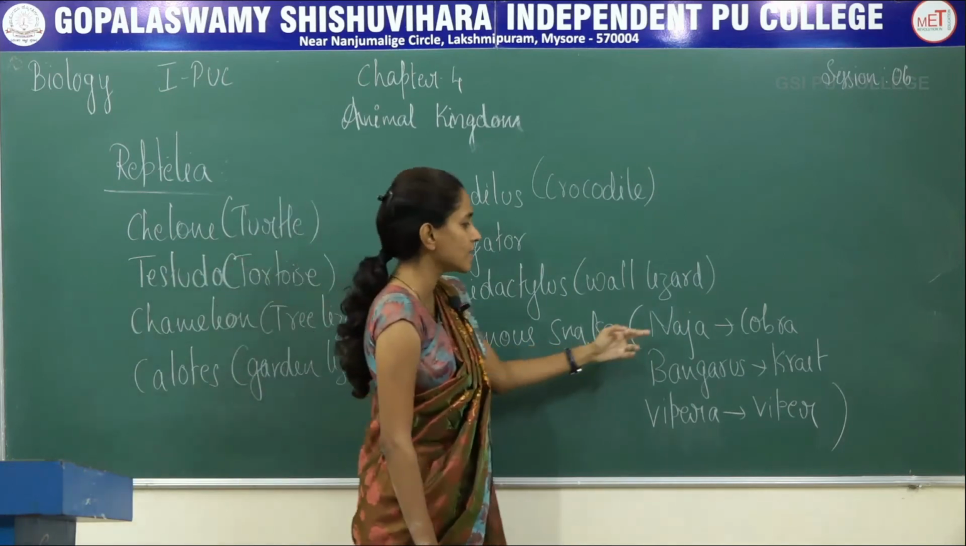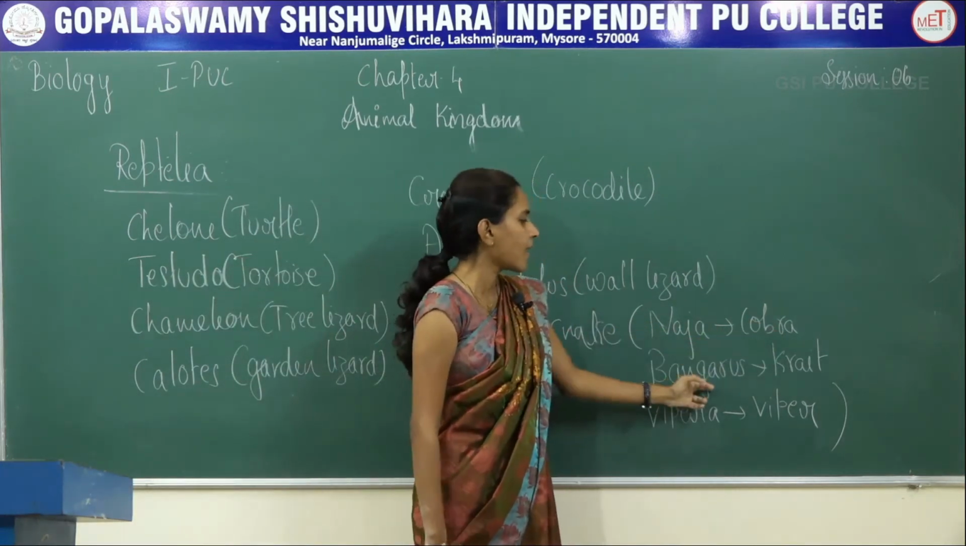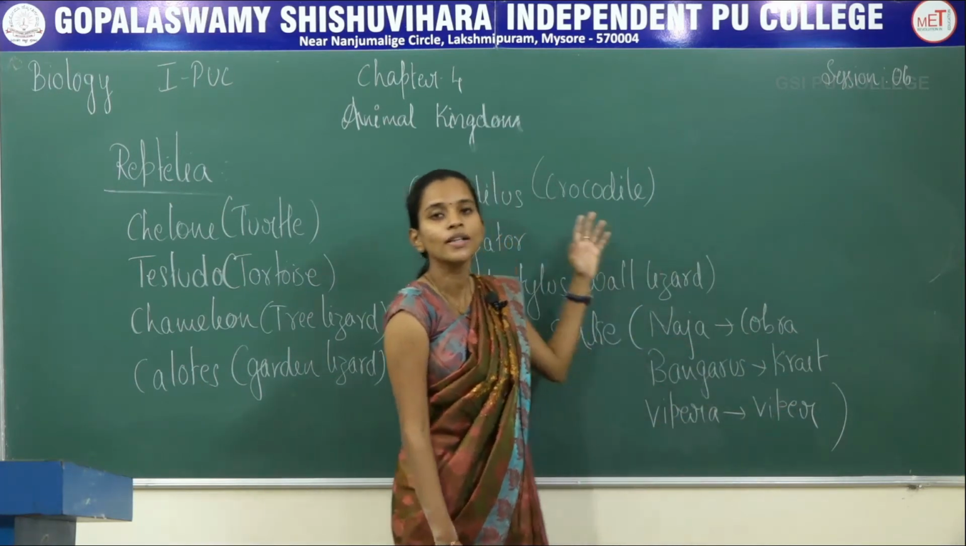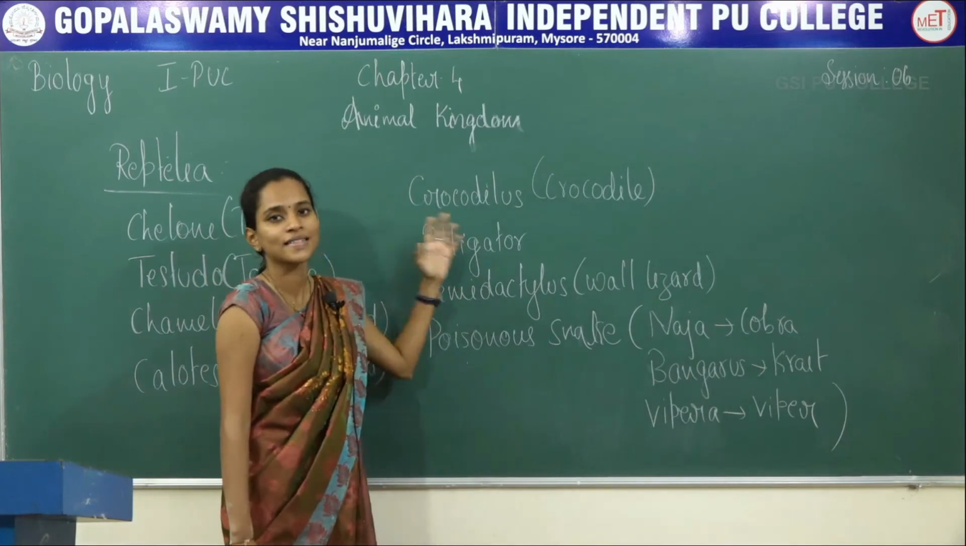Poisonous snakes will be Naja, that is cobra. Bangarus, that is krait. Vipera, that is commonly called viper. So all these are the examples for class Reptilia.